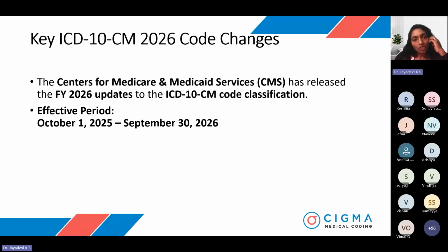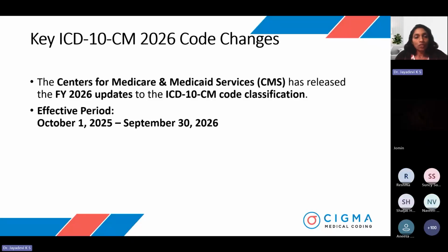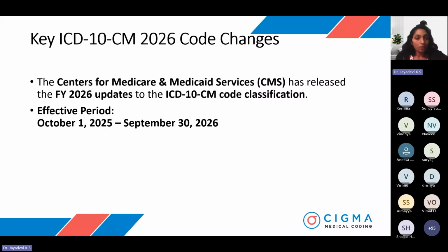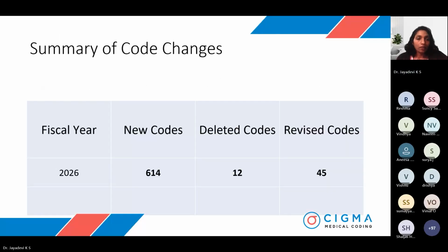So the key ICD 10 CM 2026 code changes: it's maintained by the Centers for Medicare and Medicaid Services, which has released the fiscal year 2026 updates to the ICD 10 CM code classification. The fiscal period, as you know, is October 1, 2025 to September 30, 2026. New codes added are 614, deleted codes are 12, and revised codes are 45.